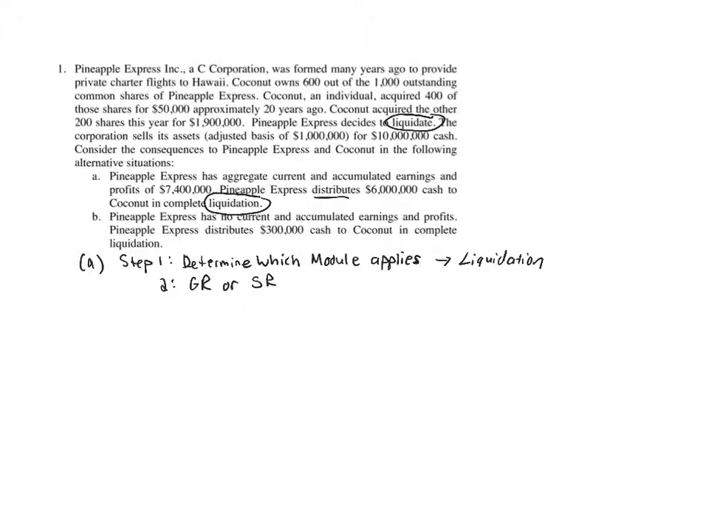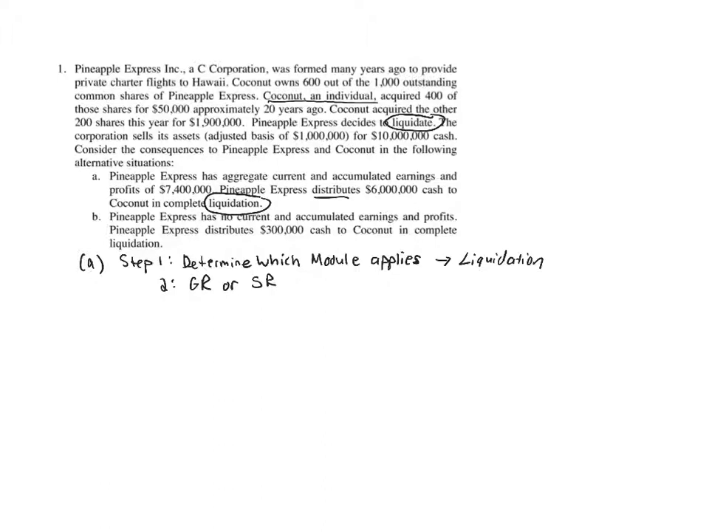So the special rule only applies if you have a corporate shareholder that owns 80% or more of all the stock of the corporation. We only know about Coconut. Coconut is an individual, right? So that means we know at least one shareholder is not a corporation. We don't know about all the shareholders. But you have to have a corporation shareholder that owns 80% or more.